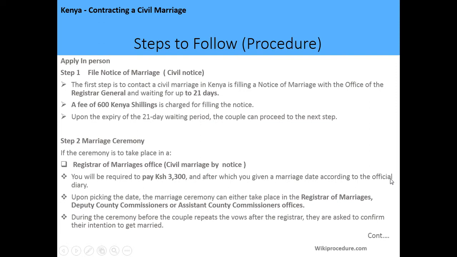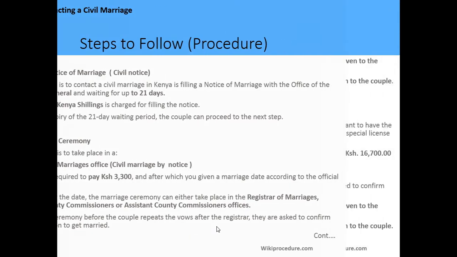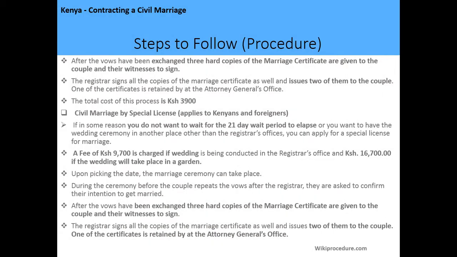And upon picking the date, the marriage ceremony can either take place at the Registrar of Marriage offices or the Deputy County Commissioner or Assistant County Commissioner offices. During the ceremony, the couples repeat the vows after the registrar, and they are asked to confirm the intention of getting married. After the vows have been exchanged, they will be issued with three hard copies of the marriage certificate to sign, and also their witnesses to sign.